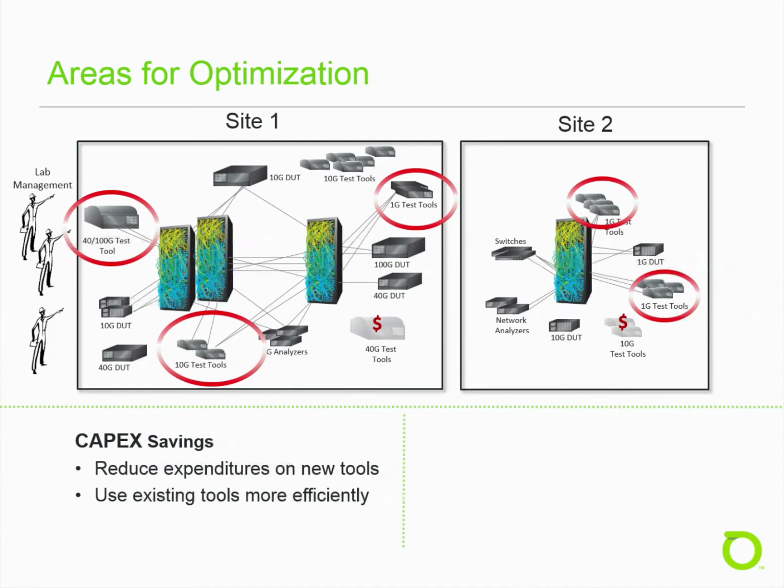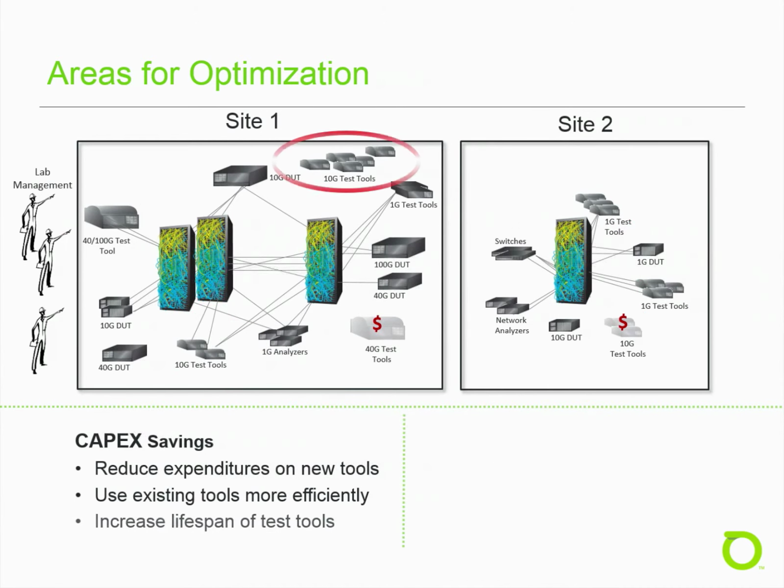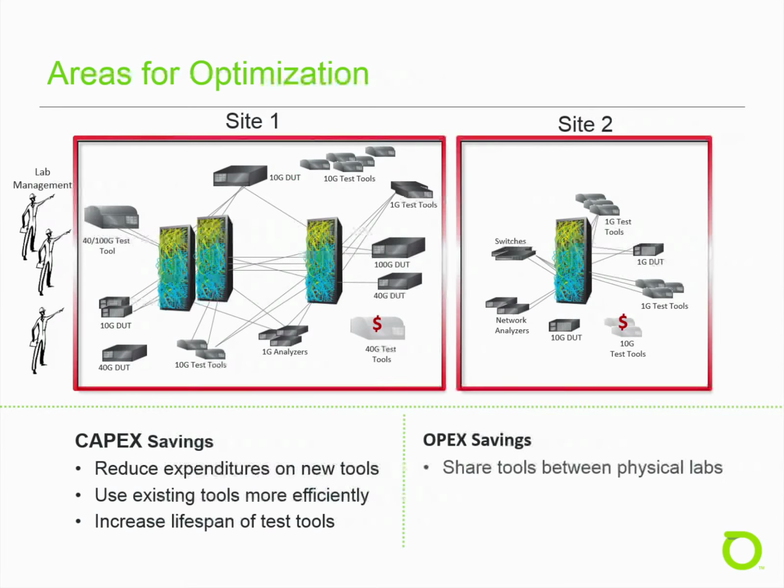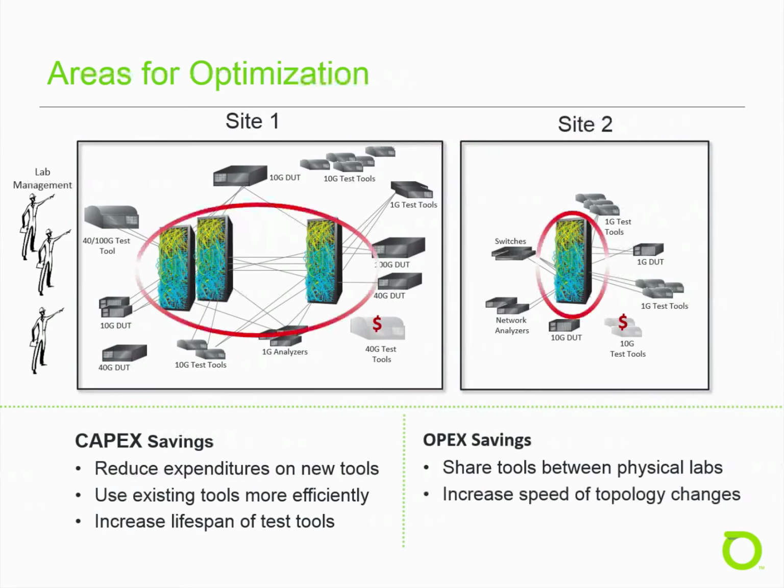Another way to save on the CAPEX side would be to find a way to increase the lifespan of existing test tools rather than constantly purchase new ones. On the OPEX side, sharing test tools between physical sites provides an opportunity for significant savings. If we can increase the speed of topology changes and avoid having to bring staff in to recable infrastructure for different test scenarios or different products or services, we could greatly decrease operational costs.